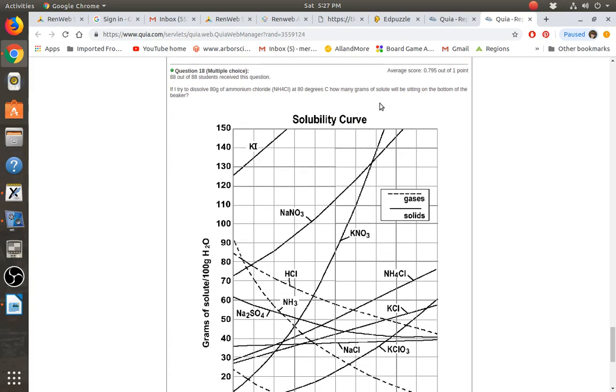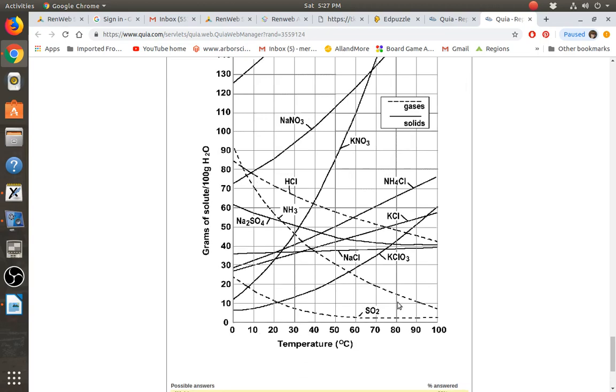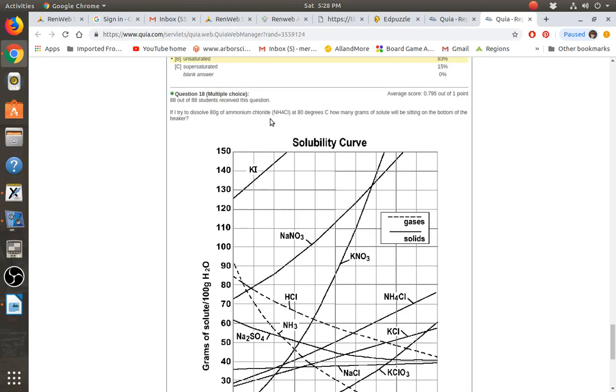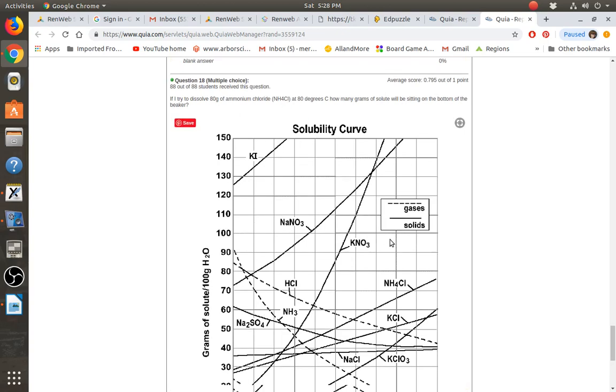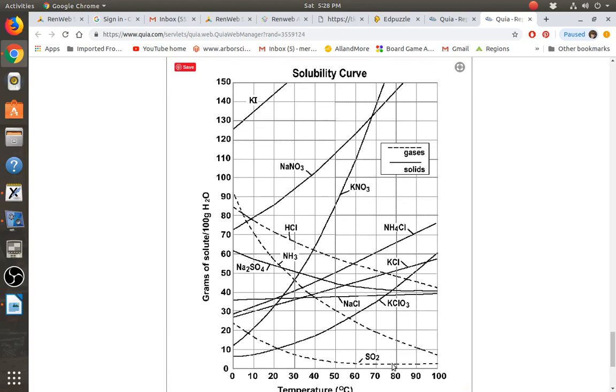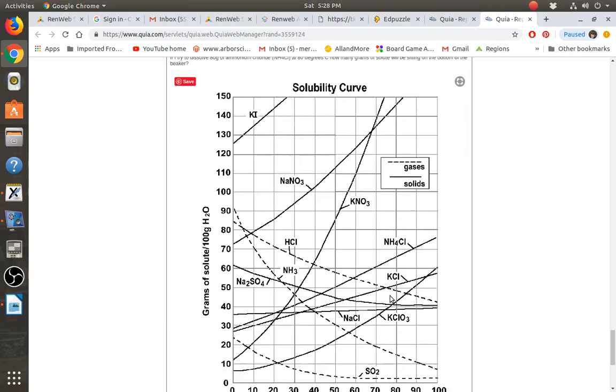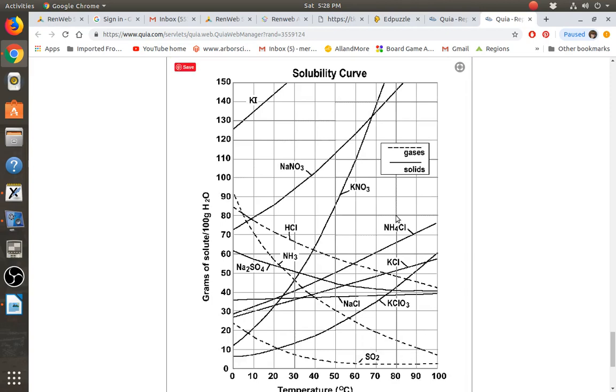Okay, how many grams of salt would be sitting on the bottom? You have 80 grams of ammonium chloride at 80 degrees. All right, so 80 degrees, and I try to dissolve 80 grams. Well, you can see there's the 80 gram mark right there. There's the ammonium chloride, NH4Cl, that I asked for. I forgot the temperature: 80 grams, 80 degrees. So 80 degrees and 80 grams. 80 grams is right here. That's way above this one.